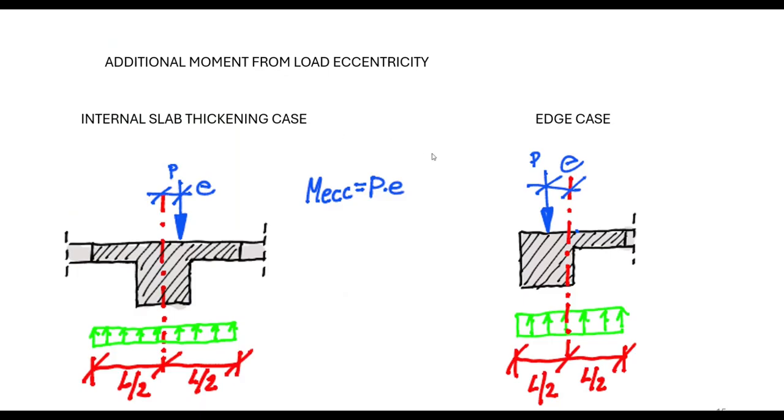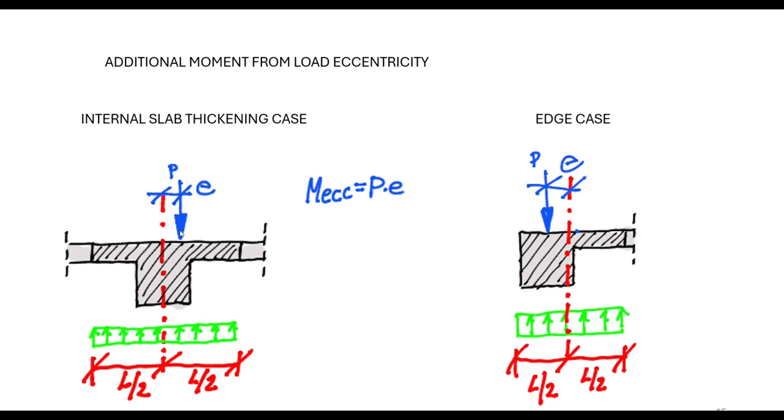When we are checking bearing stresses under our raft parts, we are assuming that they are uniformly distributed, but this is true only in the case where our resultant loading on the raft is acting exactly in the center line of the assumed raft width. In most cases that's not true, and that eccentricity of such load is causing additional bending moment, and eccentricity equals P times e.